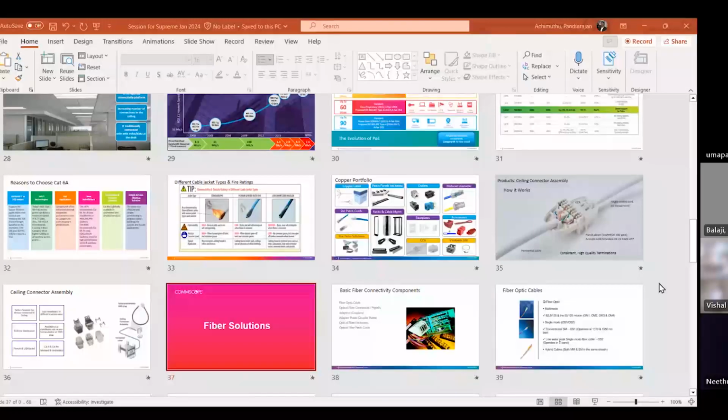How about price, whether plenum is costly? Yes, plenum is costly, so that is a completely different material which we use. In India there are only one or two installations, otherwise we can say it is nearly 10 times costlier than the regular one.